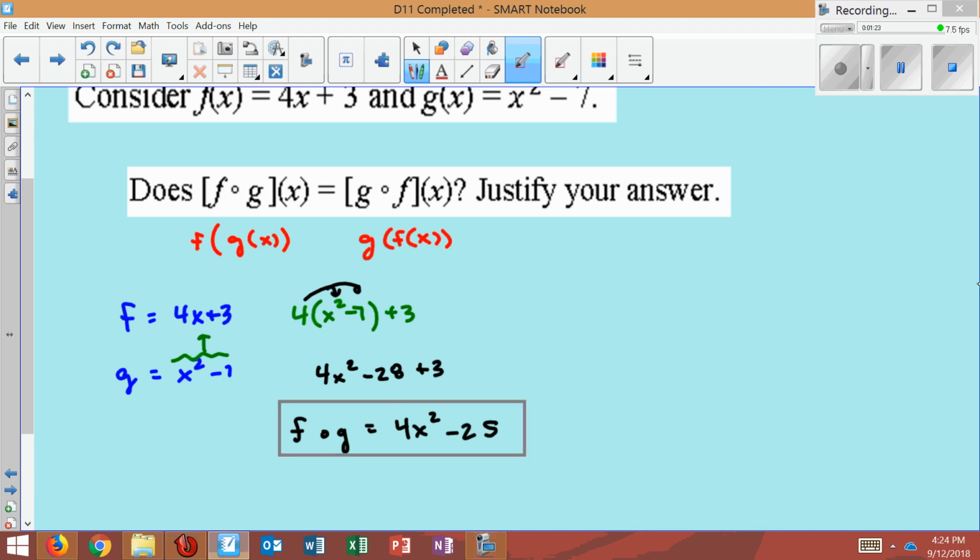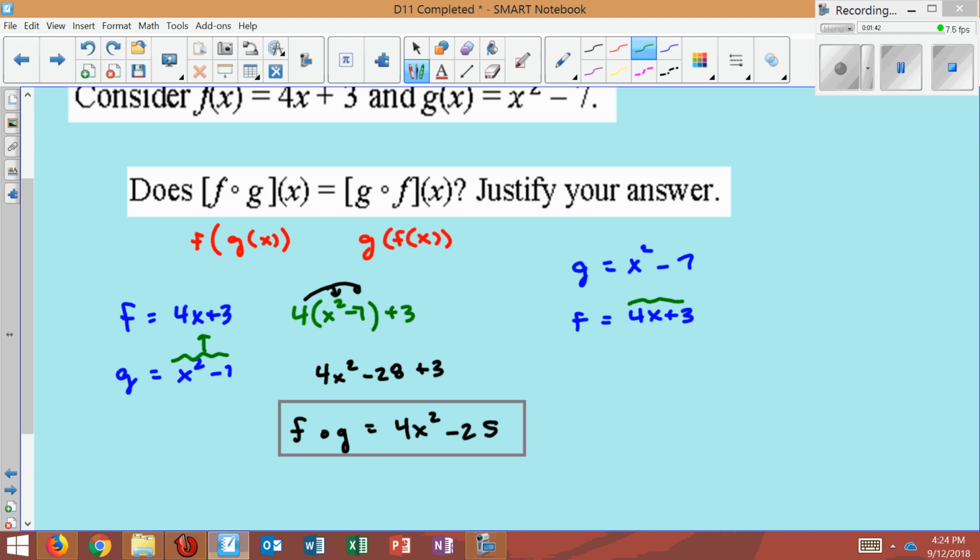Now I want to see if these are commutative. So I'm now going to do the same thing, but this time I'm going to put f inside of g. So I'm going to say g equals x squared minus 7, and f equals 4x plus 3. So this time, to put f inside of g, I'm going to take this equation here and replace it with x. So that means I would have not x squared, I'm sorry, 4x plus 3 squared minus 7.